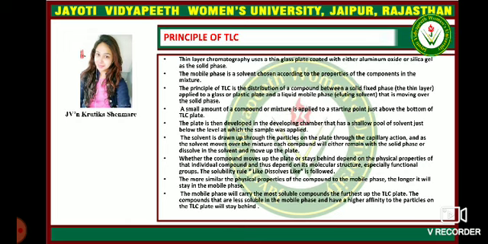The principle of TLC. Now, what is the principle of TLC? Thin layer chromatography uses a thin glass plate coated with either aluminum oxide or silica gel as a solid phase. The mobile phase is a solvent chosen according to the properties of the components in the mixture. The principle of thin layer chromatography is the distribution of a compound between the solid fixed phase, that is a thin layer applied to a glass or plastic plate, and a liquid mobile phase, that is an eluting solvent that is moving over the solid phase.